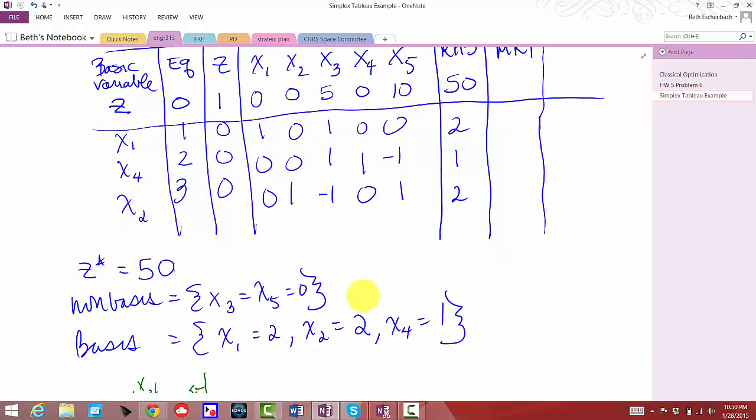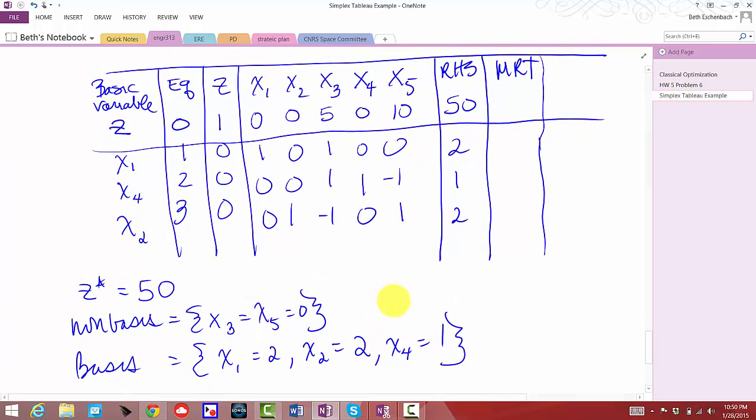Then we have our basis values and our basic variables, and now we have to figure out what their values are. x1 is equal to 2. Is that true? Well, let's see. x1 plus x3, so this is a 1 times 0, so that means x1 has to be 2. And then we look here, x3 is 0 and x5 is 0, so 1 times x4 has to equal 1. And in the last equation, equation 3, we have x2 plus 0 has to equal 2. So x2 is equal to 2.